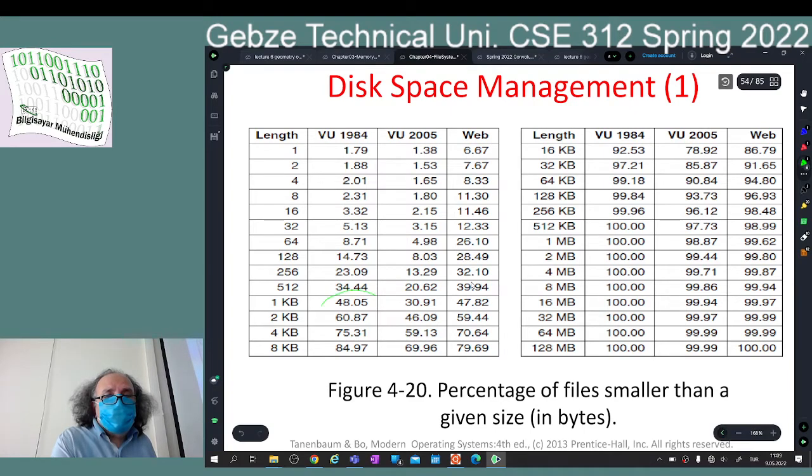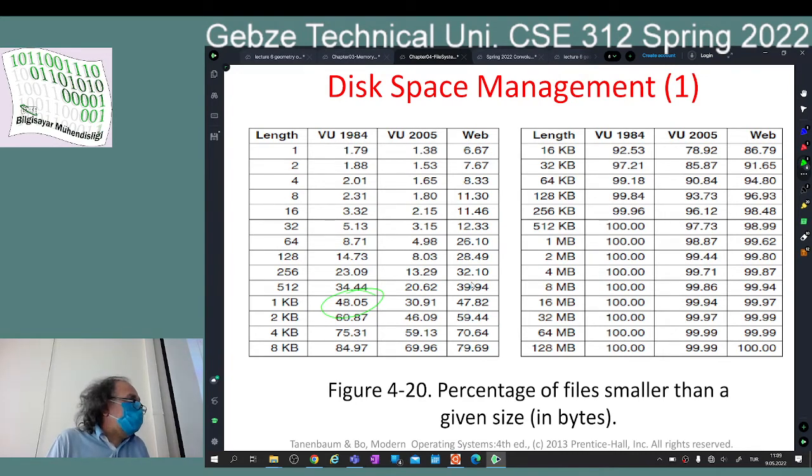In 1984, almost 50% of their files were less than 1 kilobyte long. But when the time comes to 2005, it is 30%. That means what? Our files are getting larger and larger.